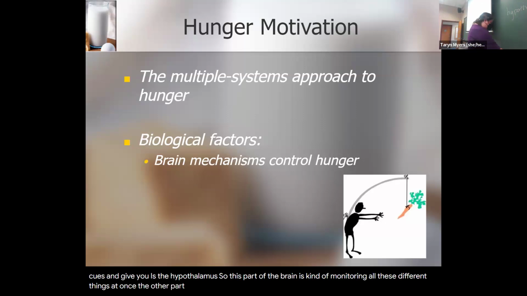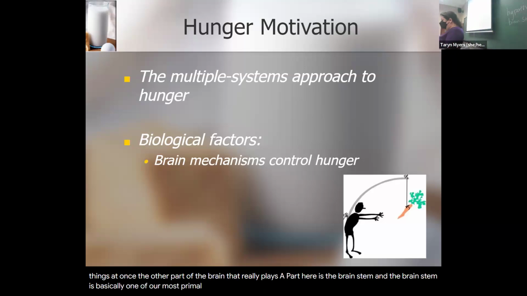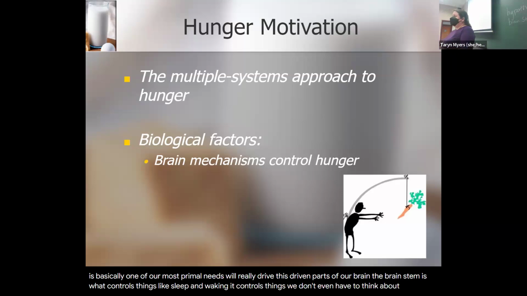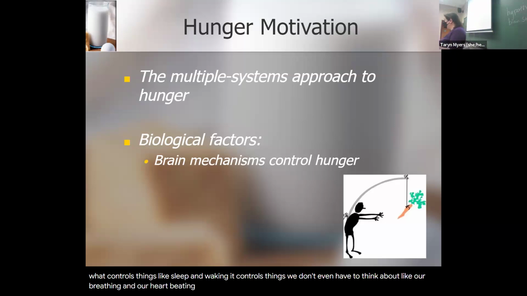The other part of the brain that really plays a part here is the brainstem. And the brainstem is basically one of our most primal, really driven parts of our brain. The brainstem is what controls things like sleep and waking. It controls things we don't even have to think about, like our breathing and our heart beating. And it is monitoring things like blood sugar.